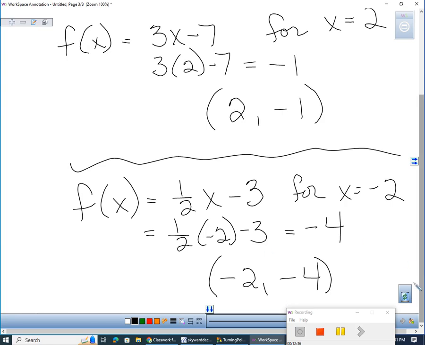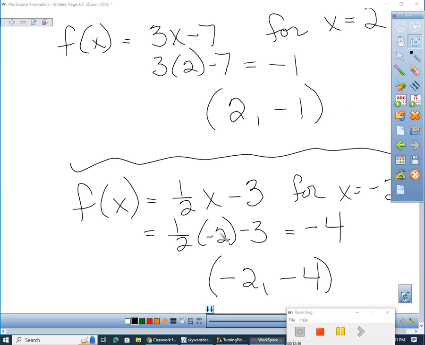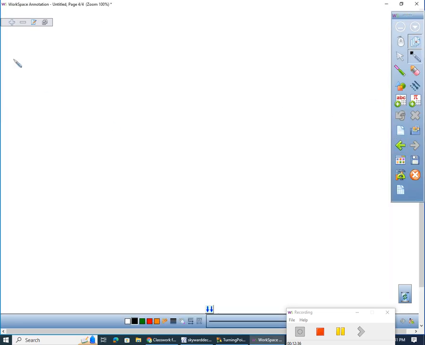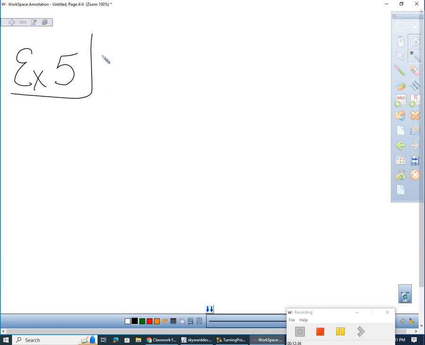Example, let's see. 5, thank you. Example 5. This is 15 and 16, excuse me, 15 and 16. Write a function rule.